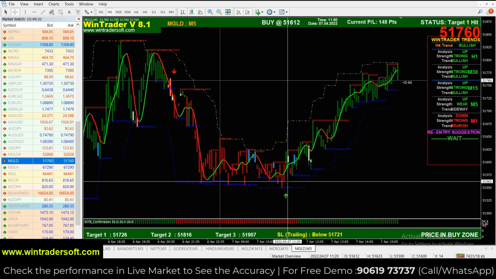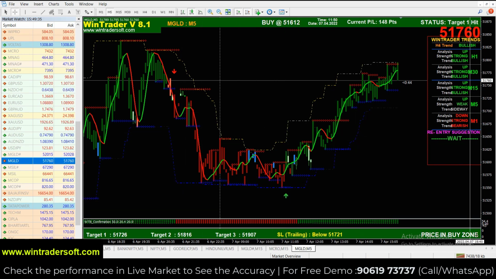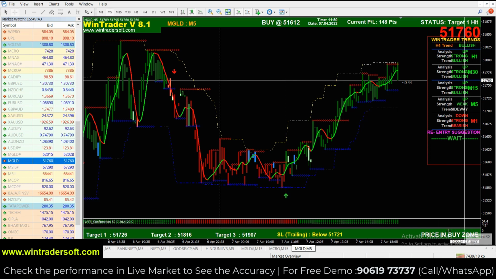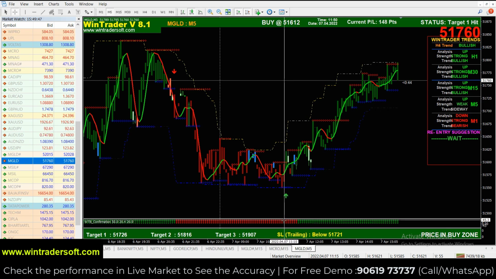Checking the confirmation is very easy and simple. First you have to wait for the signal to come. If the buy signal is active, the first confirmation is that the price is in the buy zone; that is the first and main confirmation. The second confirmation: below the arrow you can see a small bar, our confirmation bar. The bar should be in the same color as the signal.